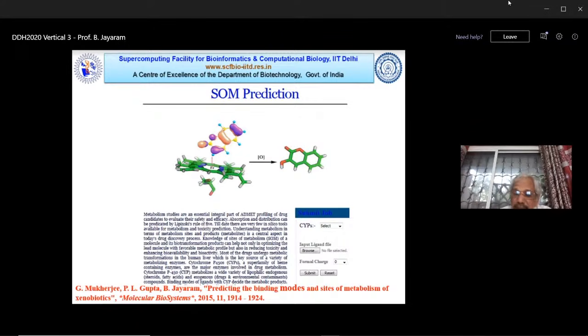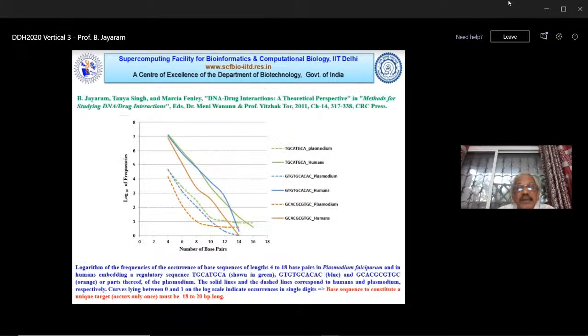Sometimes it may be useful as a prodrug. So here is the software that tells you what the possibilities are that this molecule will get metabolized. Now, how about DNA as a target?